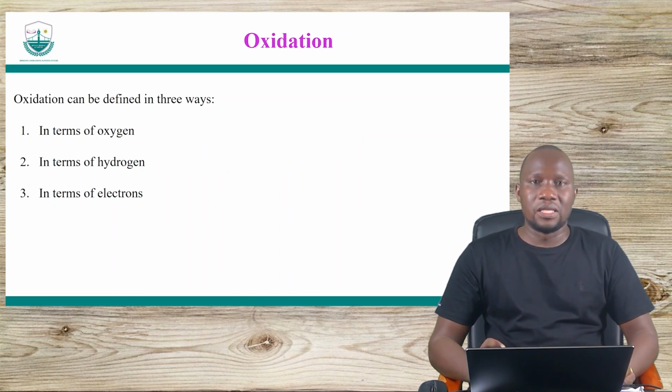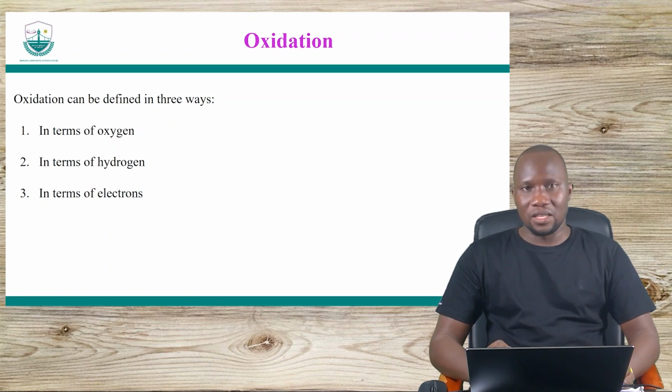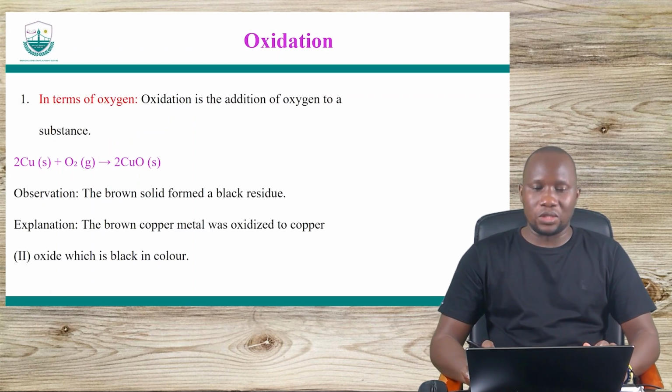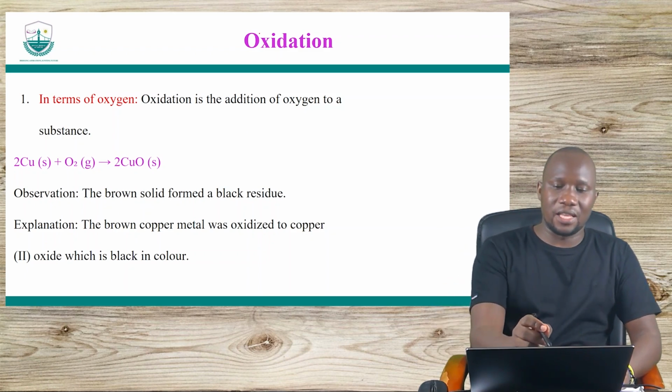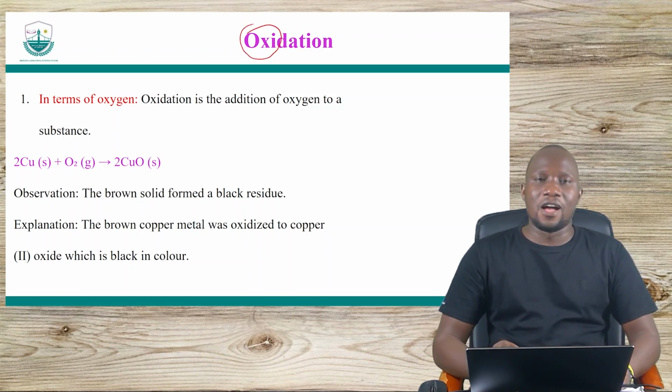So the term oxidation, even the term reduction, can be defined in relation to the three things I mentioned: the electrons, the hydrogen, and the oxygen. So let's see what each means. In relation to oxygen, oxidation, if you can see that, adding oxygen to a substance is what we call oxidation.